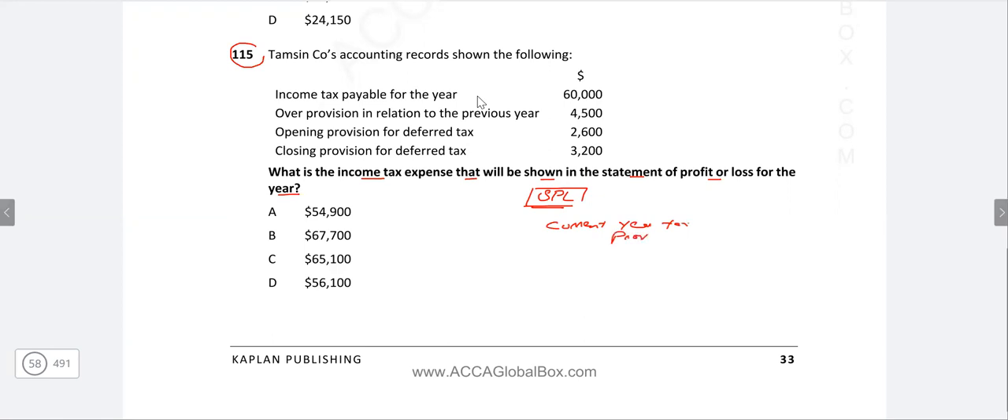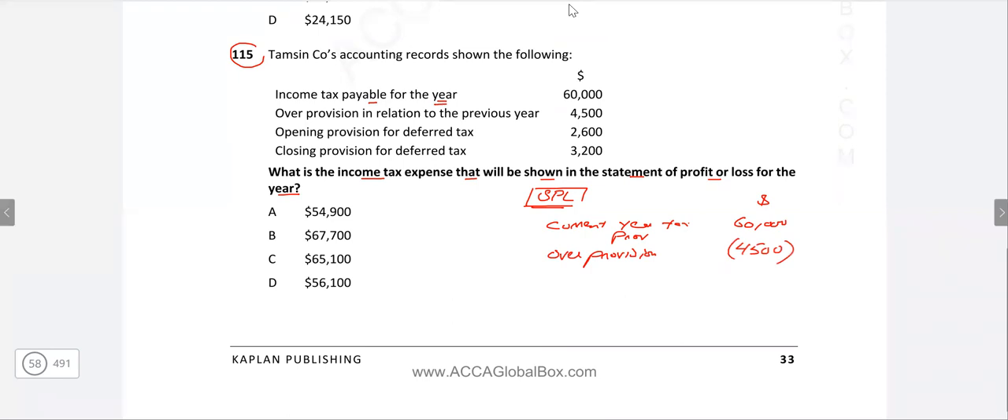and then we are going to see whether there's under or over provision. So it says income tax payable for the year. That means it's the income tax expense for the year, which is the current year tax provision. It's 60,000. Then we have the over provision, and we know that the over provision reduces the tax charge. So you are going to deduct the over provision, less 4,500.